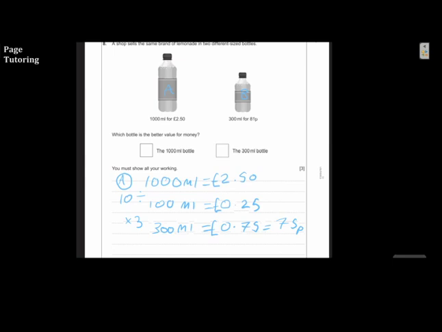So for bottle A, the 100 milliliter bottle, it would cost 75p for the equivalent amount of fluid as bottle B, the 300 milliliter bottle. So the 100 milliliter bottle is better value for money.